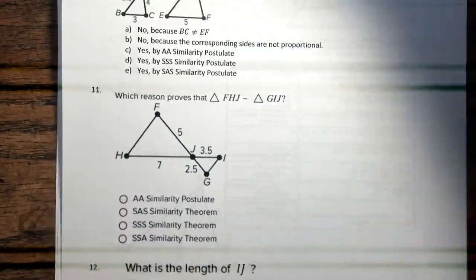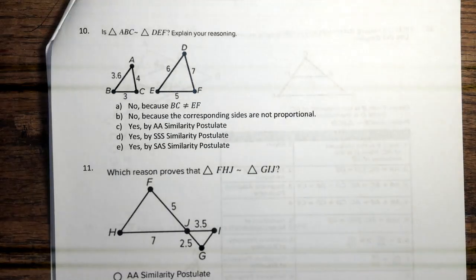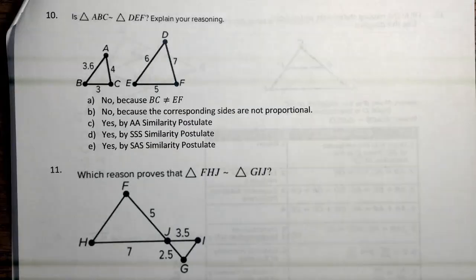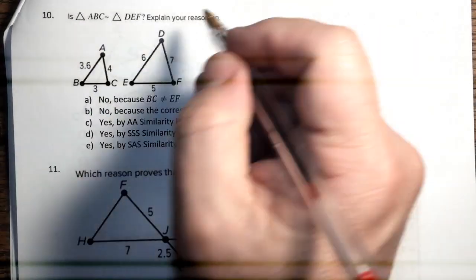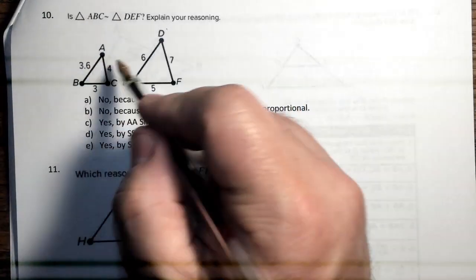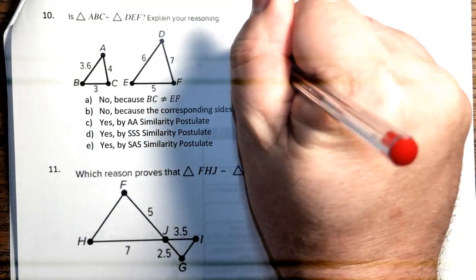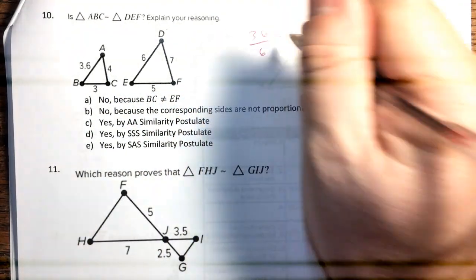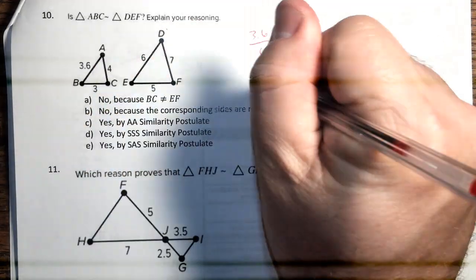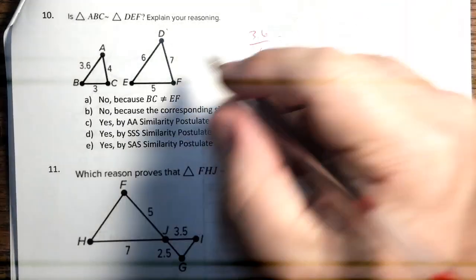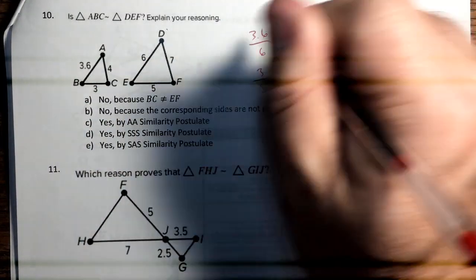Okay, let's flip over to page 5. I'm going to have to scooch again. All right, number 10. So let's zoom back like we were. There we go. Is triangle ABC similar to triangle DEF? Explain your reasoning. So this side to this side, it'd be 3.6 over 6. We're going to see if these ratios are the same. And then BC is 3, EF is 5, and then AC is 4, and DF was 7.